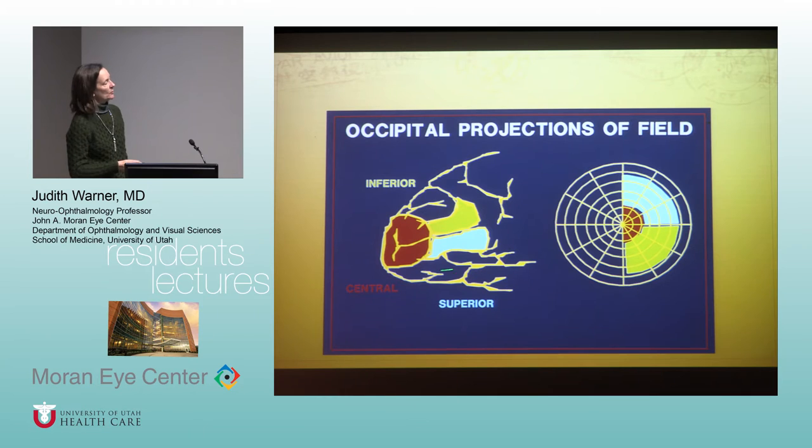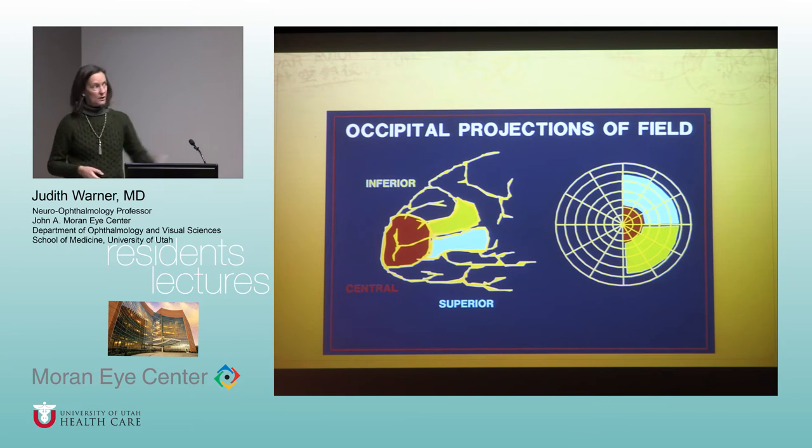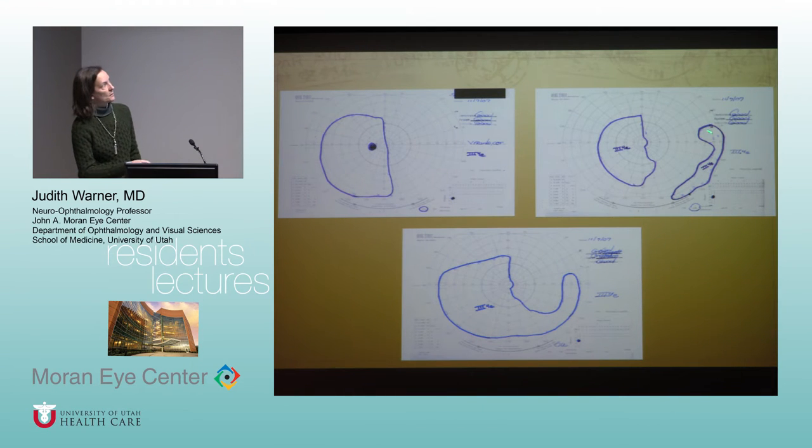Just to touch on the occipital projections, of course, remember, as I was saying, the inferior rim of the calcarine cortex here is from the inferior, so now projecting to the superior portion of the nerve. The central fibers are more posterior, and there's this little rim of very, very temporal fibers that take care of the temporal crescent, which looks like that. So this is a nice example of the left eye visual field, the right eye visual field, and then both eyes together visual field, where somebody has a hemianopia with sparing of the temporal crescent.